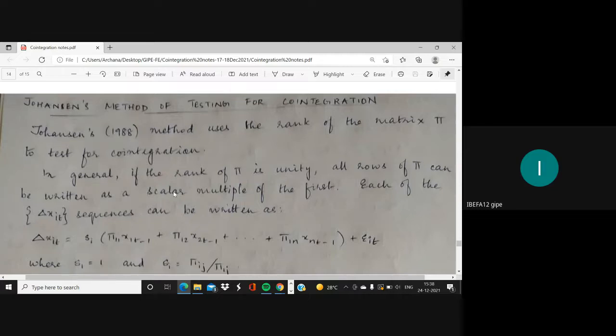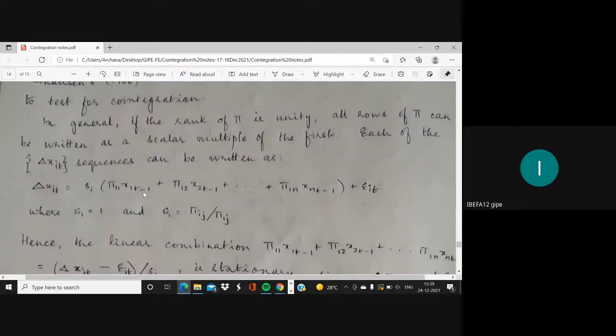Now, in general, if the rank of the pi matrix is equal to 1, then all rows of pi can be written as a scalar multiple of the first. So this is what we saw in the numerical example that we discussed. All the rows of that A matrix could basically be written as a scalar multiple of the first row itself.